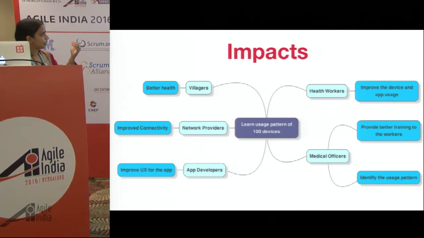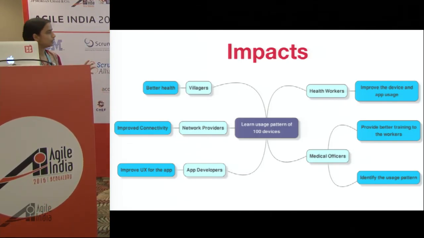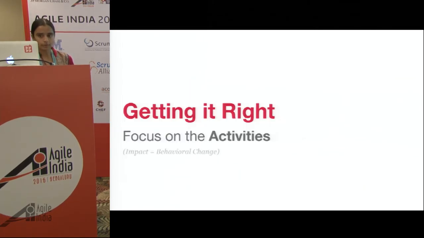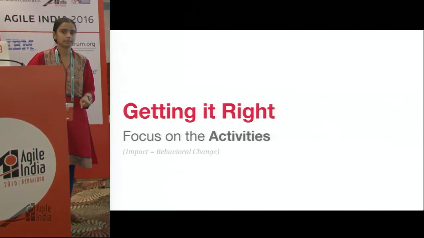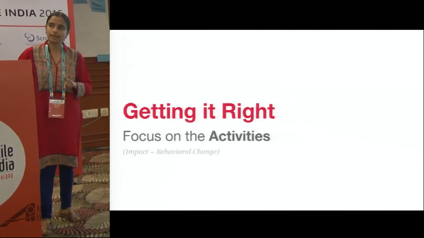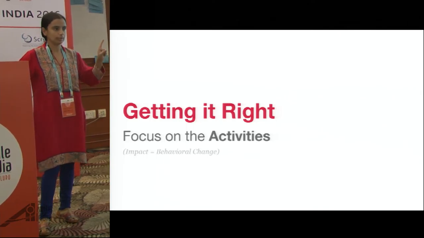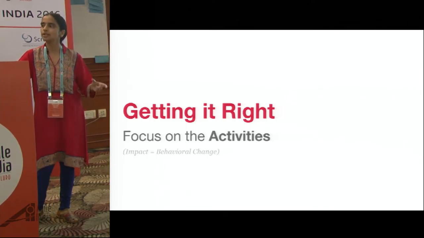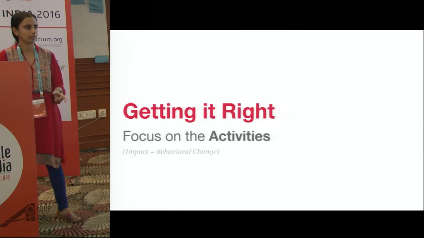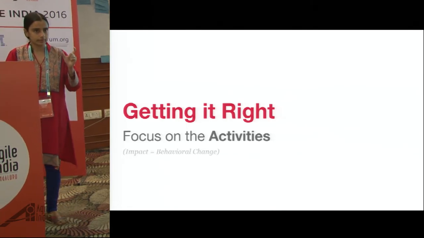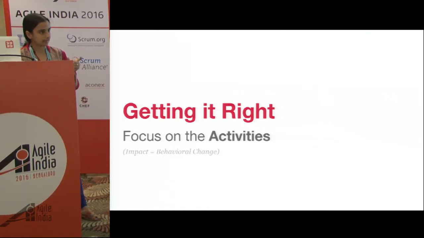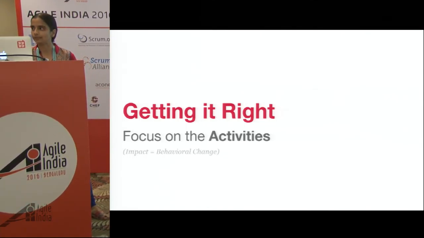So we came up with a set of hows. Okay, so the better health for the villagers, that is what our aim is. And all others are related to that. But how do you get it right? To get it right, focus on the activities that person will be doing and what will happen when this particular goal is met. What is the change? And that change is what should be the focus. So the key over here is the impact, and that impact has to be a change in the behavior. And that is something that you have to keep in mind.